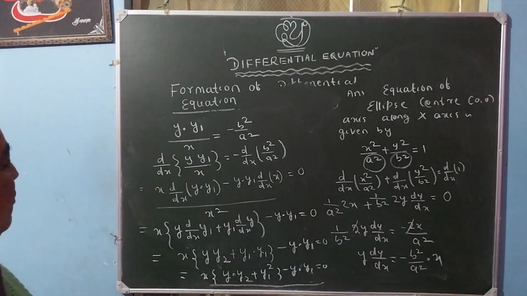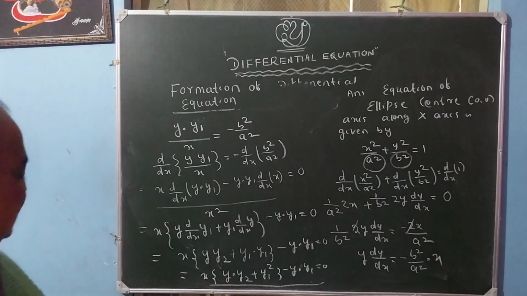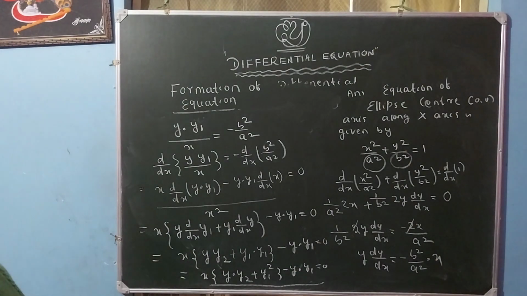Family of ellipse whose center is the origin and axis is along horizontal. First of all, you have to form the equation. Then there are two arbitrary constants, one is a square, another is b square. In order to remove two arbitrary constants, we have to differentiate two times. So this is all about today's class.